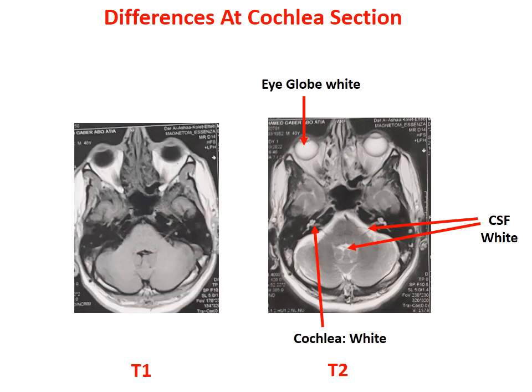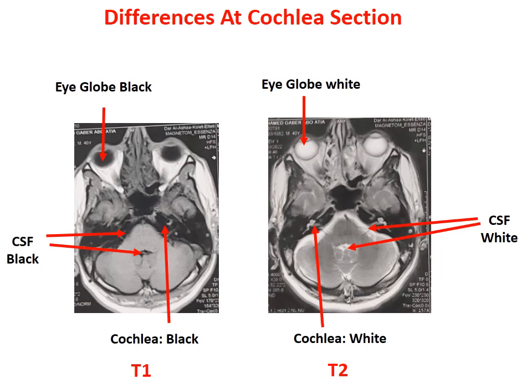Whereas in T1, as we mentioned, the cochlea will not be apparent. To be sure that this is a T1, again, the CSF fluid is black and the eye globe is black.